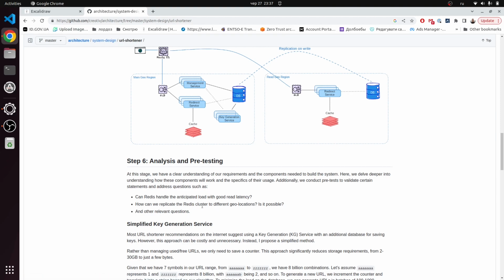How can we replicate a Redis cluster to a different geolocation? For example, the free version of Redis cluster doesn't have geo-replication. It's only available in the enterprise solution, for which you need to pay, which is not a very good thing. So what we can do is write our own proxy servers that will do this replication for us, as Redis uses a very simple protocol. It's not a big problem here.